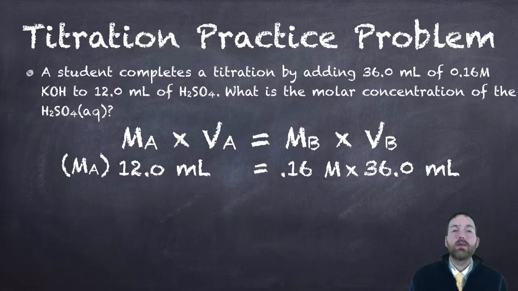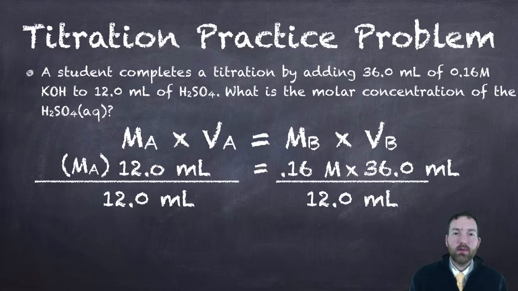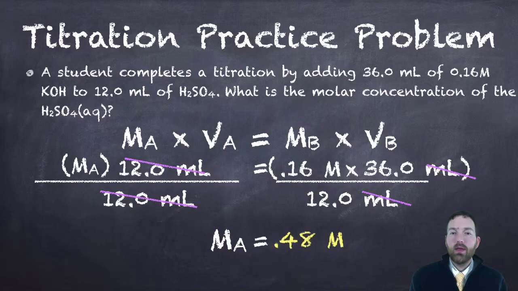I'm sorry, they want us to solve for the molarity of the acid. They gave us the volume of the acid. They want us to solve for the molar concentration of the acid. So again, we're going to isolate the variable by dividing both sides by 12. Milliliters will cancel on the right-hand side. And if you do this math, you'll get 0.48 molar. And that will be wrong.